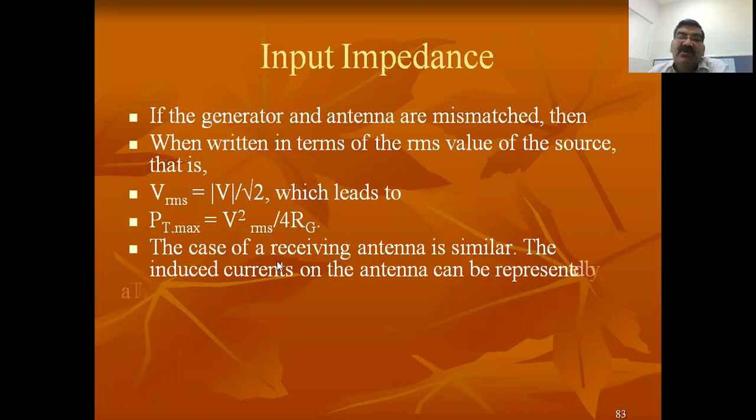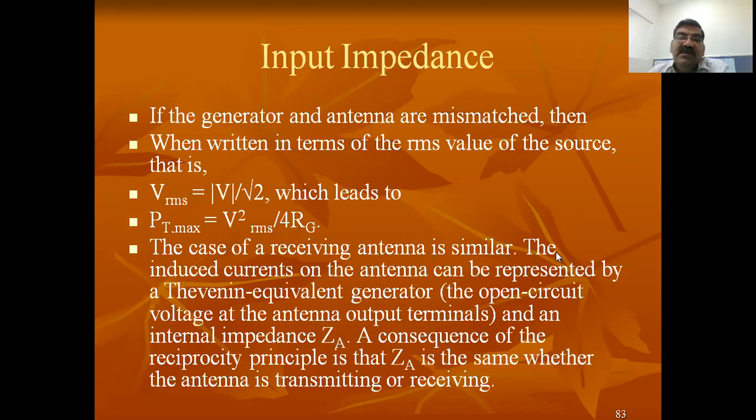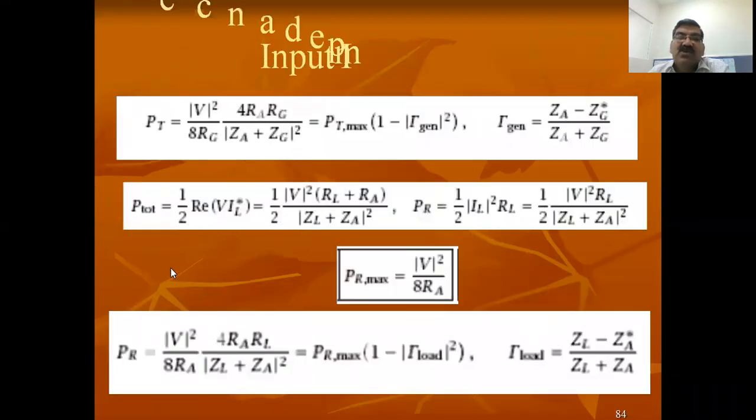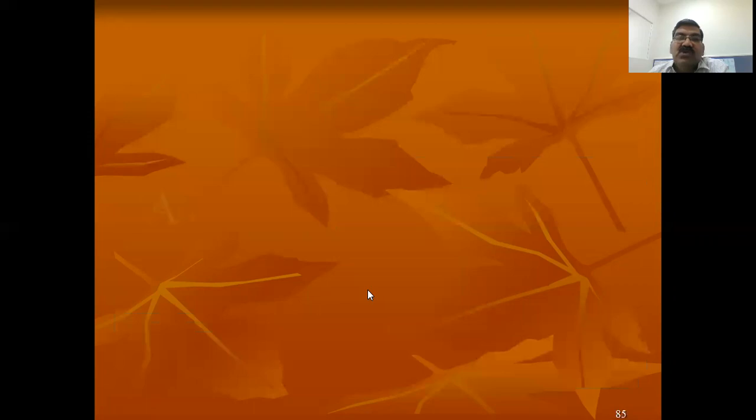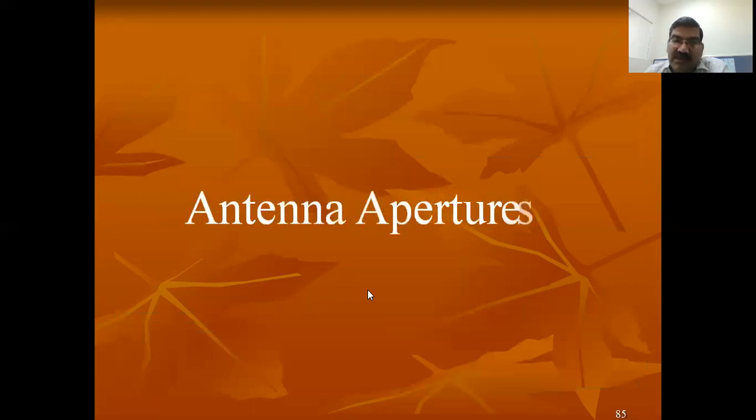The case of the receiving antenna is similar. The same thing you can write for the receiving antenna, only the terminology will change. So this is for the receiving antenna, maximum power and the impedance. The same thing holds for the receiving antenna. So this is about the impedance. These are the basic things.